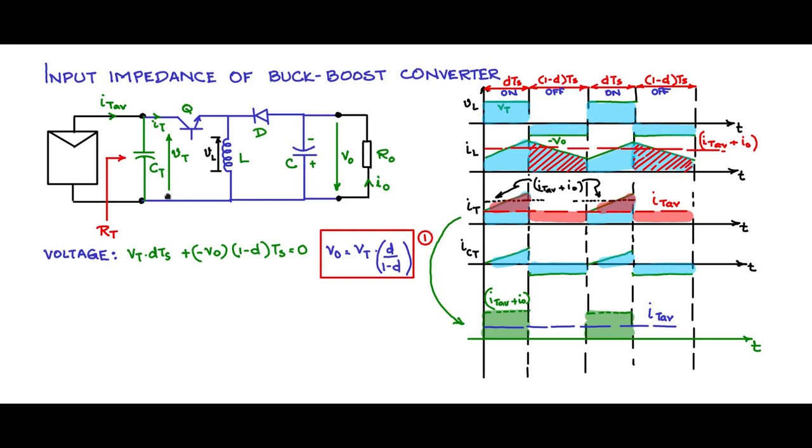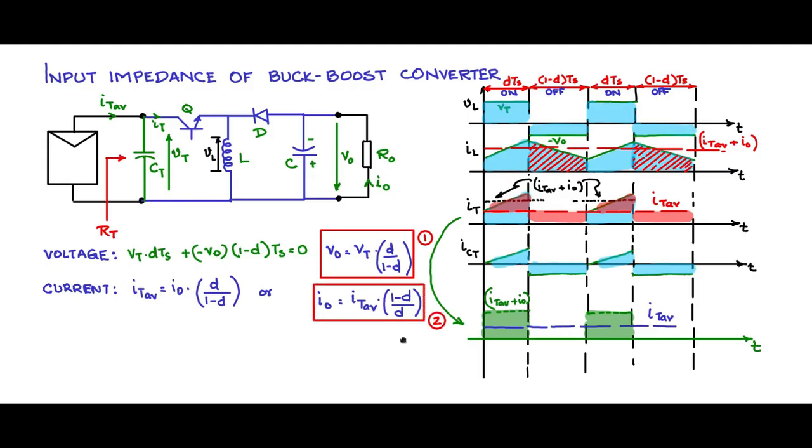Now the current relationship we have already seen. We need IT average and I naught. IT average is related to I naught in the following manner: d by 1 minus d, we just now saw through this waveform. Or I will write I naught is equal to IT average into 1 minus d by d. So this is the second relationship.